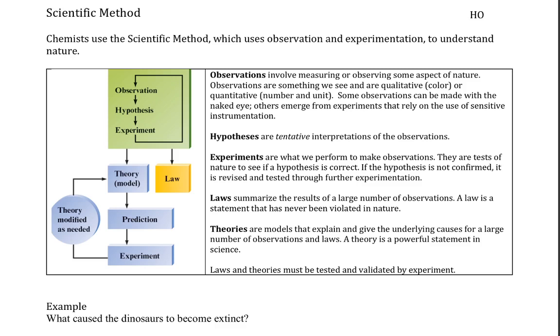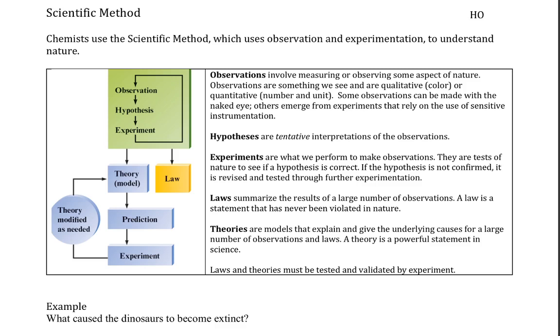Experiments are what we perform to make observations. They are tests of nature to see if a hypothesis is correct. If the hypothesis is not confirmed, it is revised and tested through further experimentation. So as we learn more by doing a variety of experiments, testing out an idea, a hypothesis, then we modify our hypothesis. It becomes more complex often as we go.